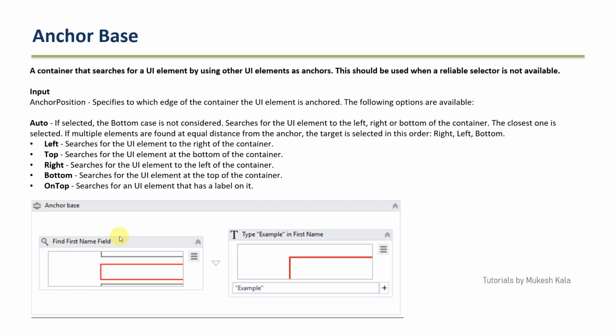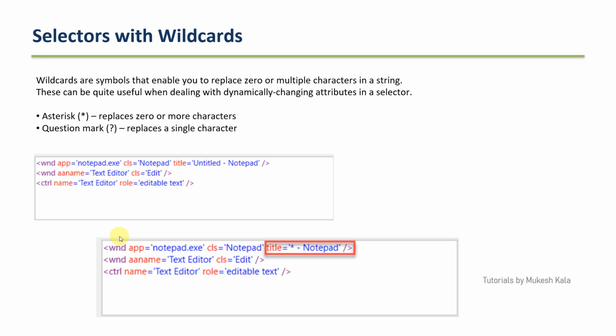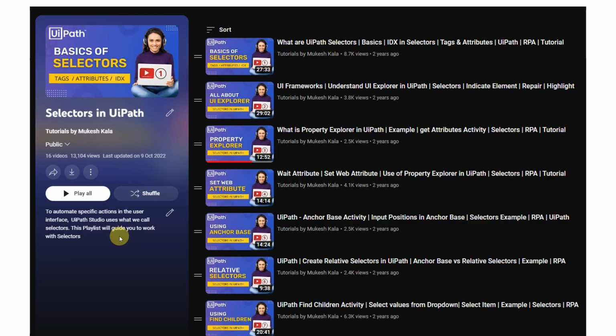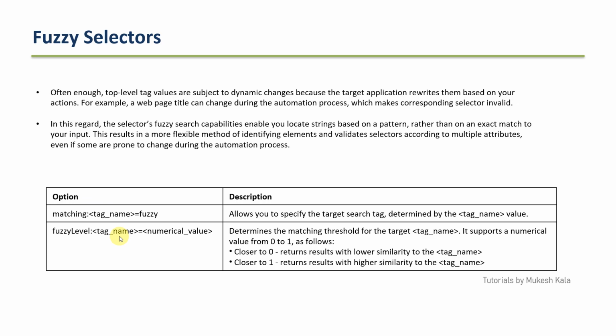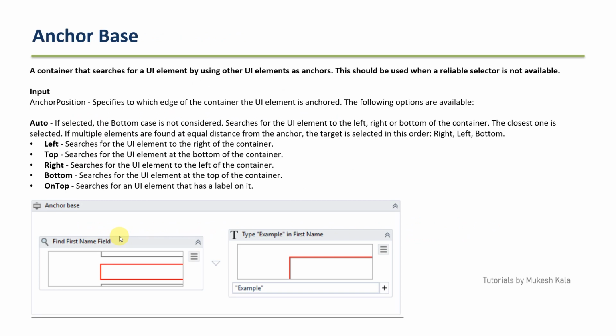Just a quick recap till this time. We have covered that we can do it with the help of selectors. We can do it with wildcards, selectors with wildcards. We can introduce something called fuzzy selectors. Then we have something called anchors. So all of these are different techniques available to do UI automation. And till this point, all of these rely on the selectors.